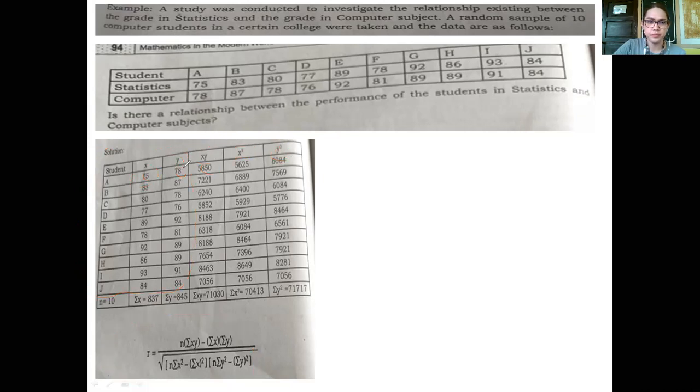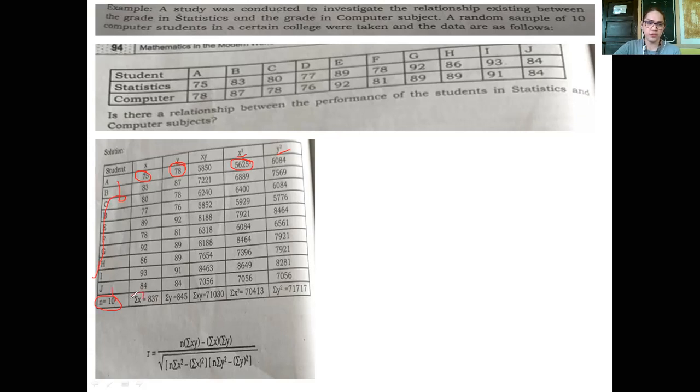For example, 75 squared gives you 5,625, and that is your x squared. To find your y squared, you will just square your 78. That's how you will get it. And after that, count how many data we have. There are 10 of them from A to J, so n is equal to 10.